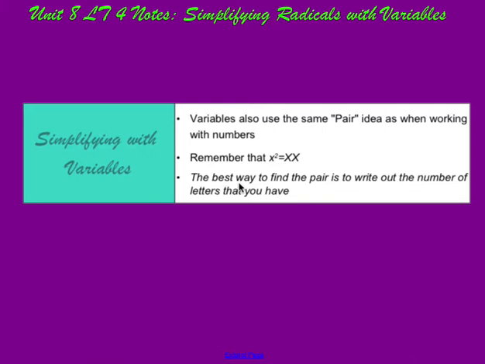And today we're going to be doing Unit 8 Learning Target 4 notes. We're talking about simplifying radicals with variables. So we're going to take variables or letters and we're going to use that same kind of pair idea that we've been working with when we're talking about numbers. So remember that x squared is really the same as x times x. So really the best way for us to find out those pairs is to write out the number of x's or y's or whatever our letter is and then find our pairs. So go ahead, pause the video, make sure you've got all of that written down.